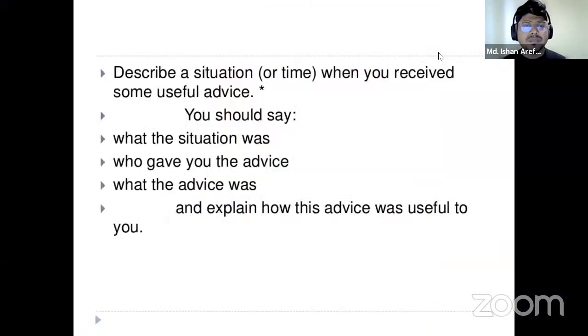That is the last topic I want to discuss. Describe a situation when you received some useful advice. You should say what the situation was, who gave you the advice, what the advice was, and explain how this advice was useful to you. So this is about an experience of your life.